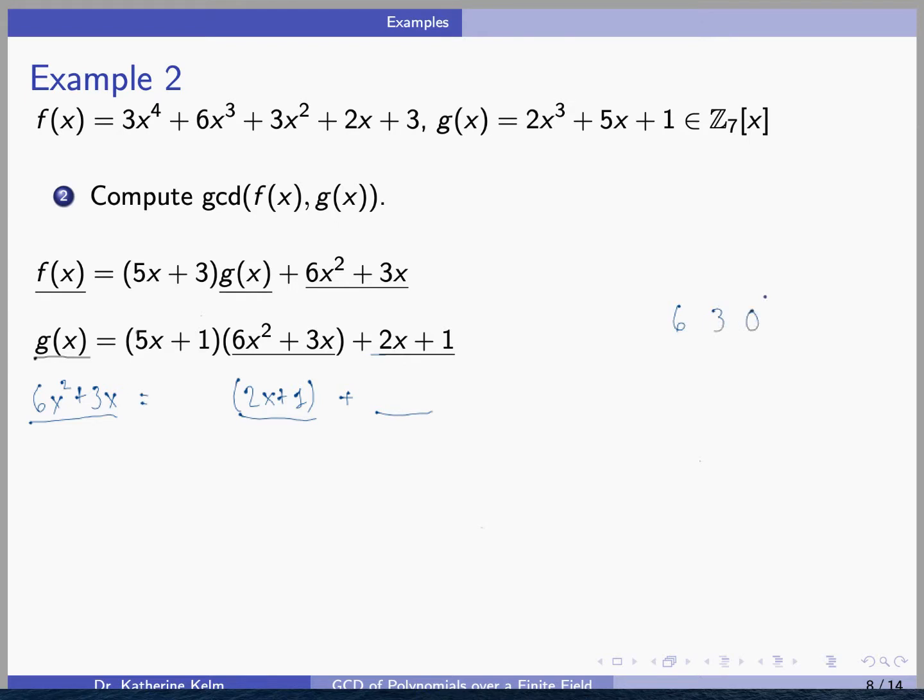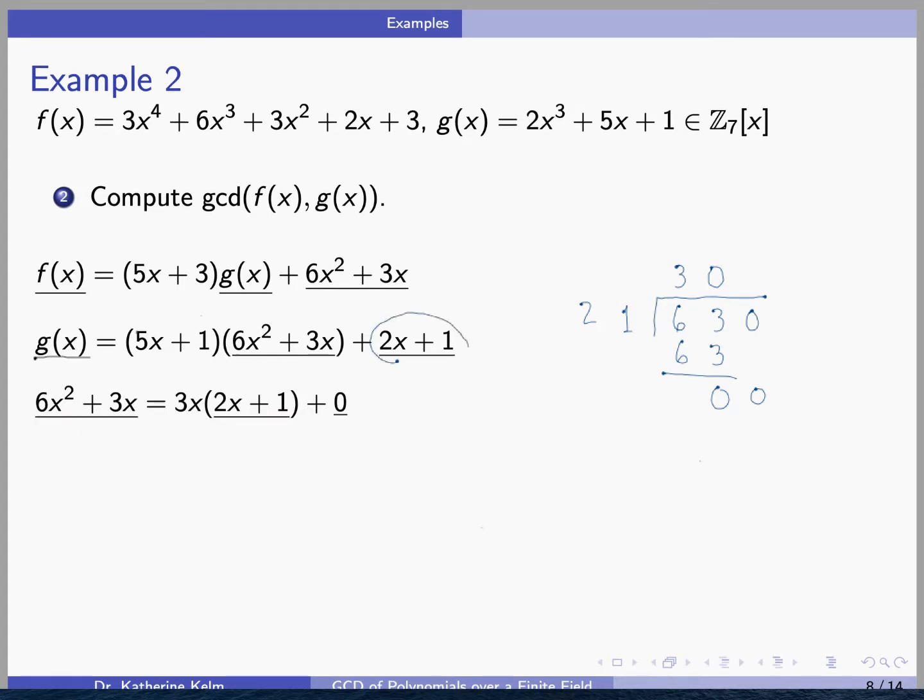So 6 divided by 2 is 3. 3 times 2 is 6. 3 times 1 is 3. And now we have our 0 remainder. But this is actually 3x because there's another 0 here. This is 0x plus 0. And so our quotient is 3x and our remainder is 0.